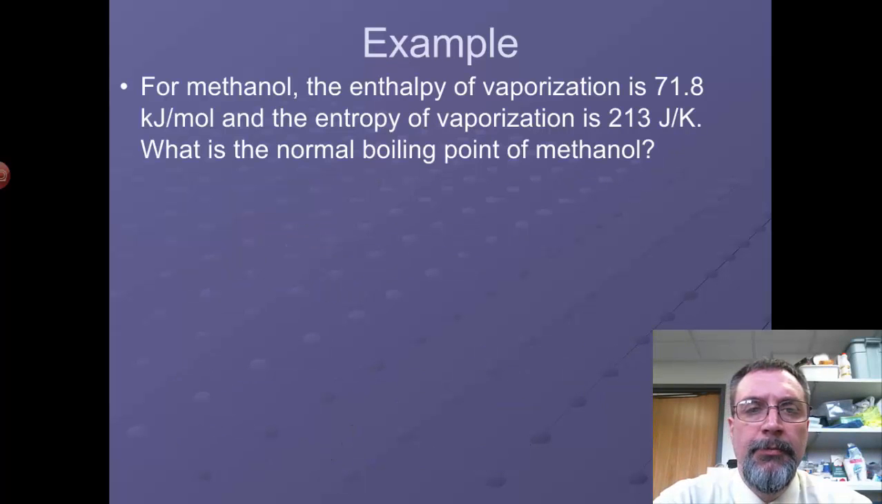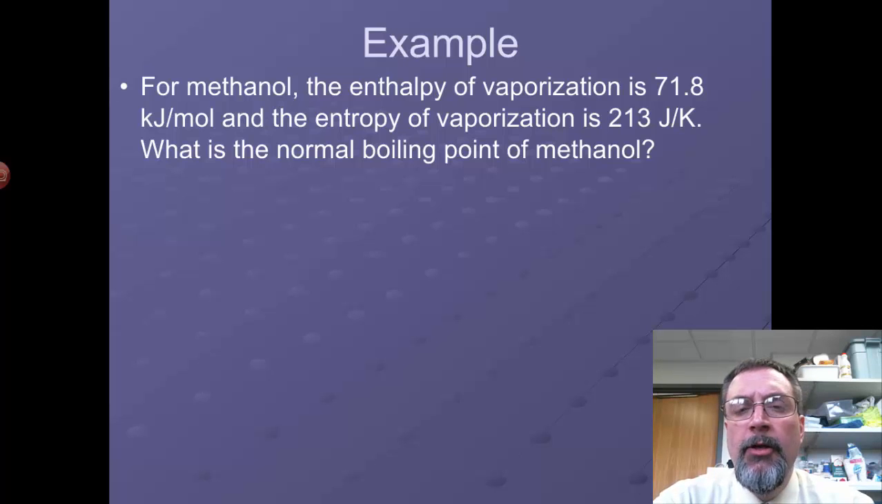Here's another example. Methanol. Enthalpy of vaporization. So to go from liquid methanol to vapor, 71.8 kilojoules per mole. Entropy of vaporization, same process, the entropy is 213 joules per Kelvin. So both are positive. It's an endothermic process. Vaporization almost always is. And it is becoming less ordered, or more disordered. So it's a positive value for delta S.